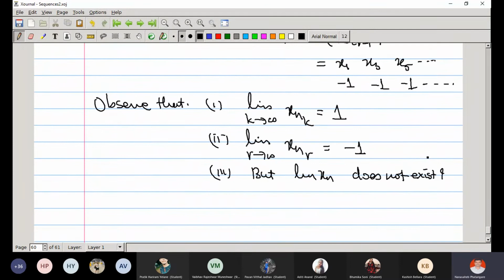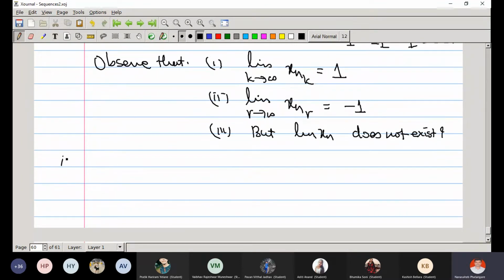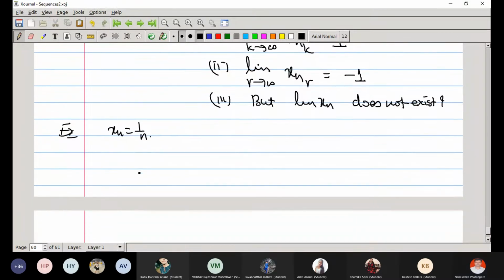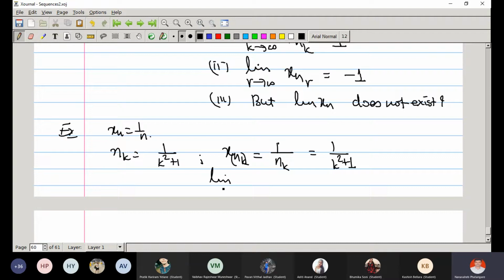But look at another example. Xn is equal to 1 by n, right? And look at nk equal to k square plus 1. Then what is xnk? It is 1 upon nk, because xn is 1 by n, so xnk has suffix nk. So xnk is 1 by k square plus 1. Correct?